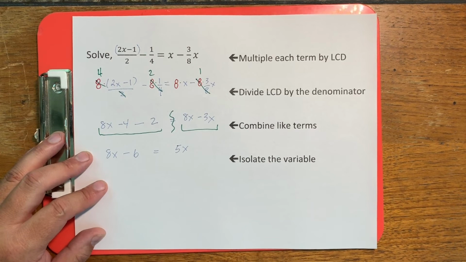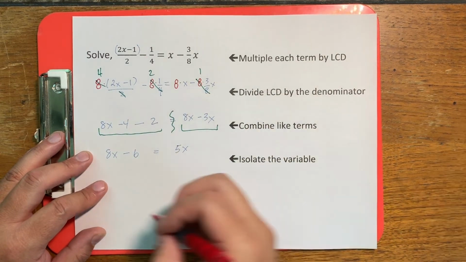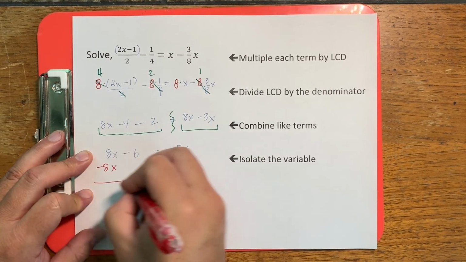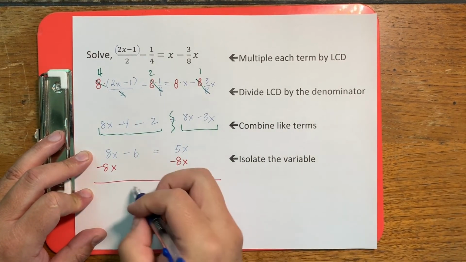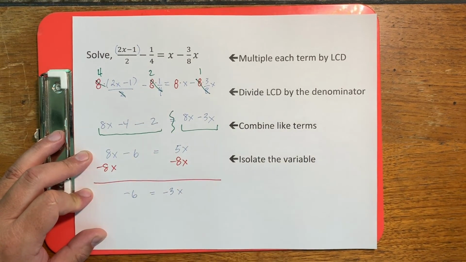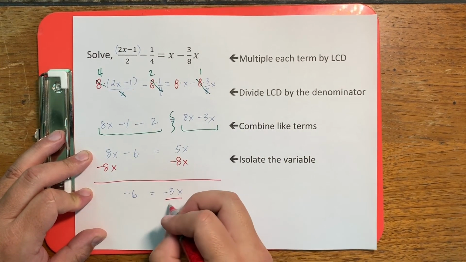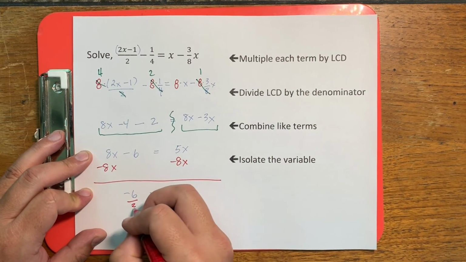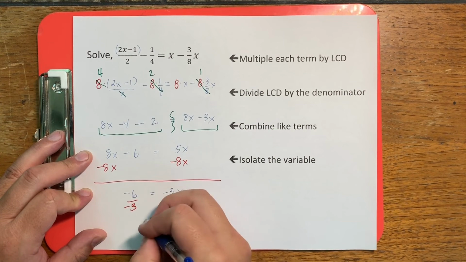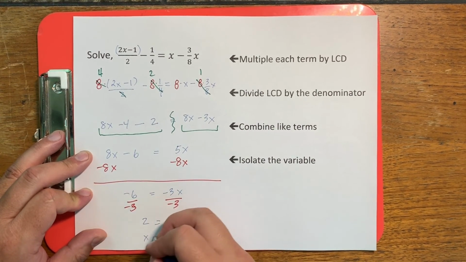Now let's isolate the variable. I will subtract 8x from both sides, and we'll get minus 6 is equal to minus 3x. Let's get rid of the minus 3 by dividing, and then we'll get x is equal to 2. And again, let's put x on the left side.